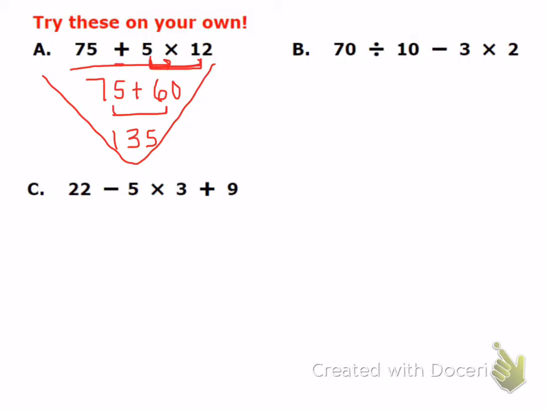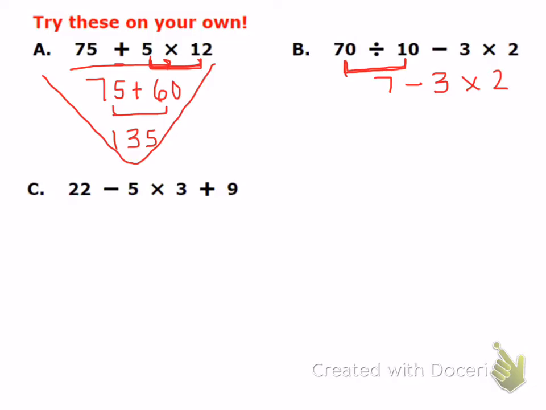All right, let's try out B. Do B on your own, fill in your answer, and then come back and check if it's right. All right, let's check this out. So we checked for parentheses, no parentheses, exponents, no exponents. We look for multiplication and division. When I look at this one, there is multiplication and division, but you have to go left to right. So the first one you see is 70 divided by 10. 70 divided by 10 is 7. I'm going to rewrite the rest of the problem.